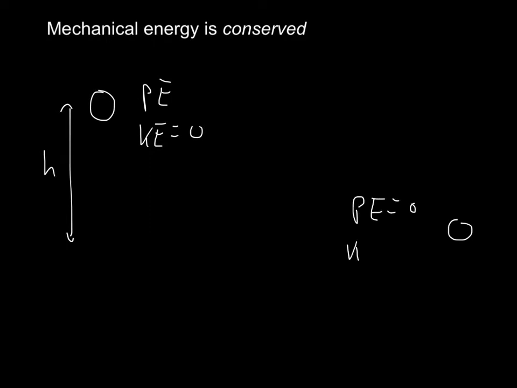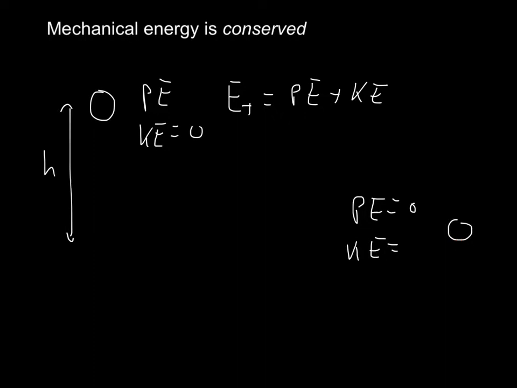So how much will its kinetic energy be? Well, the idea is that the mechanical energy, which is this plus this, so the mechanical energy is the total energy, is equal to the potential energy plus the kinetic energy. And the idea is that this energy always stays the same. So whatever much I have here, that's how much I have here at the end.